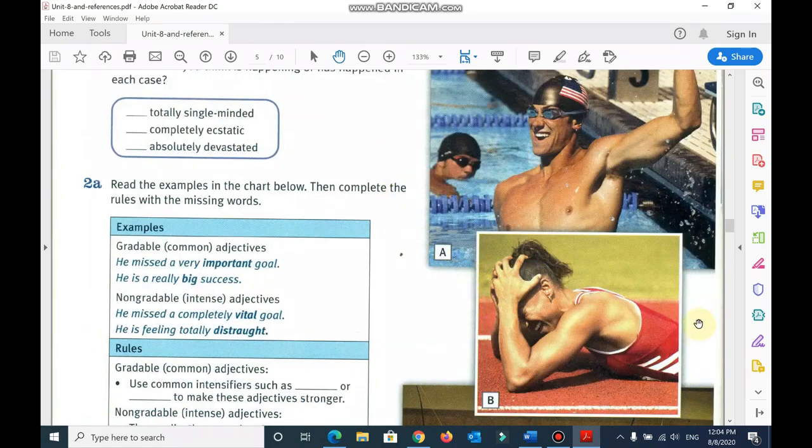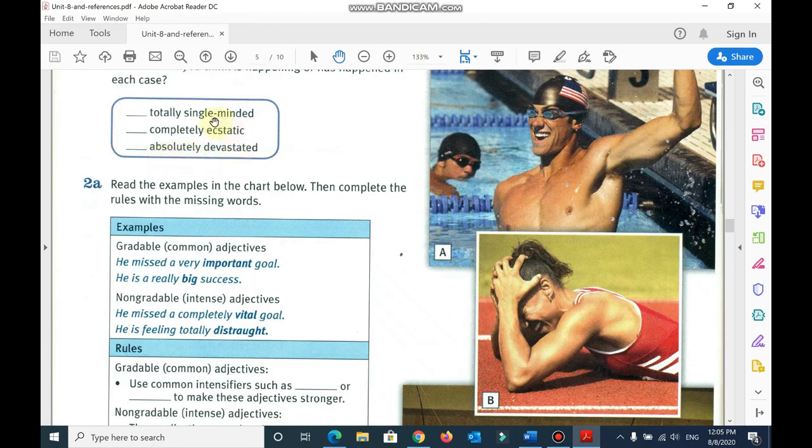This athlete does not look very happy. I think she is very sad. You don't say very sad, you say devastated. And you cannot say very devastated, you say absolutely devastated.